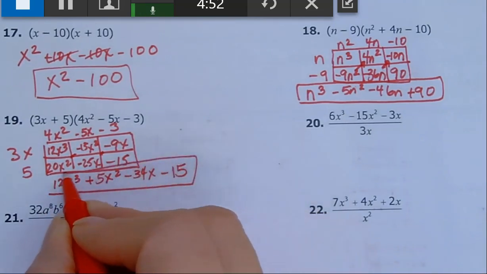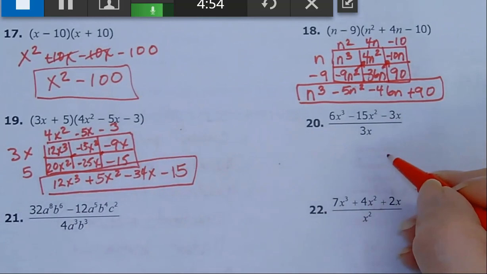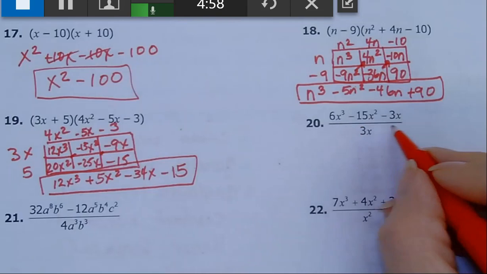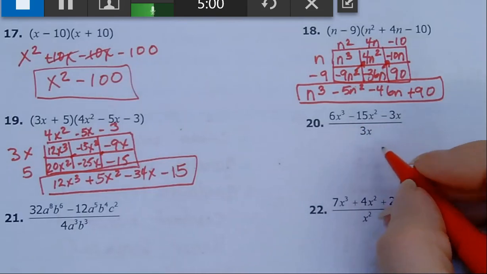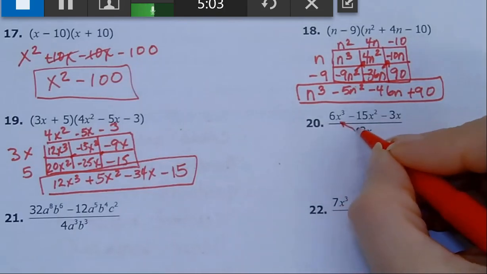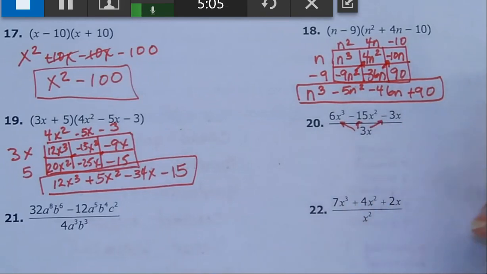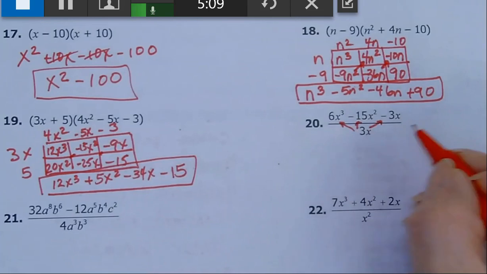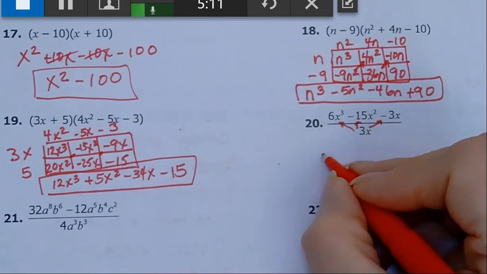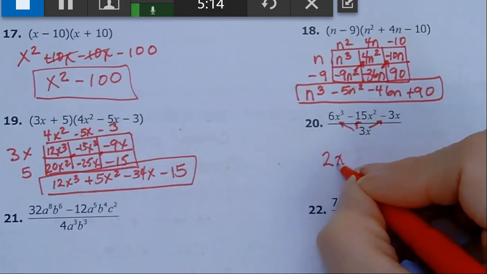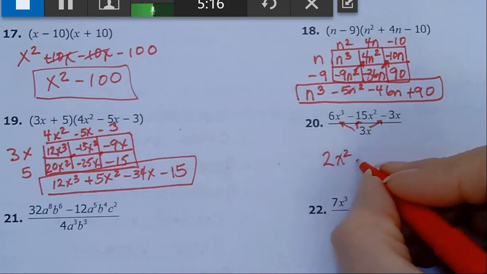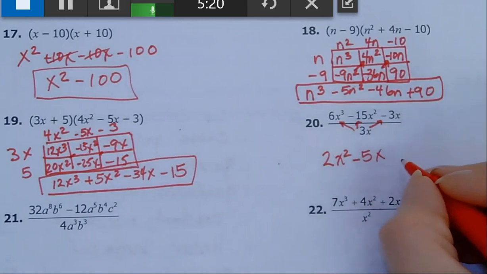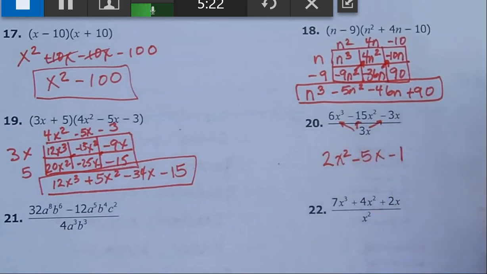Okay. And over here, we're moving on to division. If I'm dividing a polynomial by a monomial, I just want to make sure to divide every single term in the numerator by that denominator, and that's going to give me my answer. So 6x cubed divided by 3x, I have 6 divided by 3 is 2, x cubed over x is x squared. Negative 15 divided by 3 is negative 5, x squared over x is x. Negative 3 divided by 3 is negative 1, and x divided by x is 1.